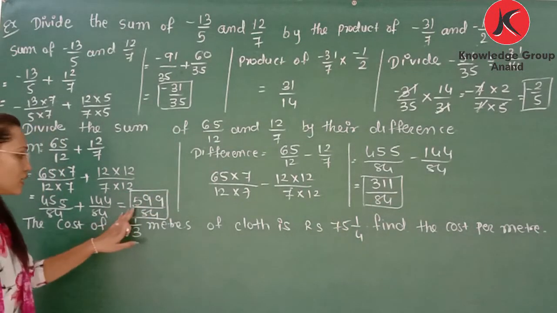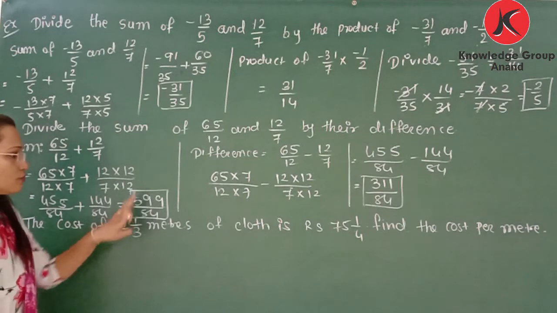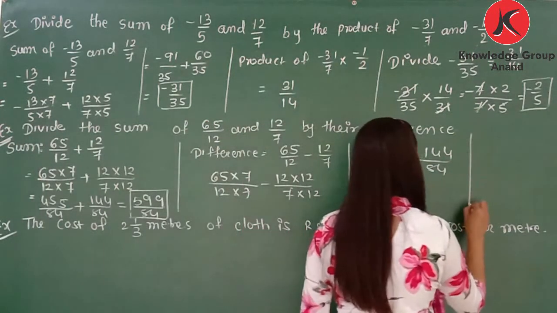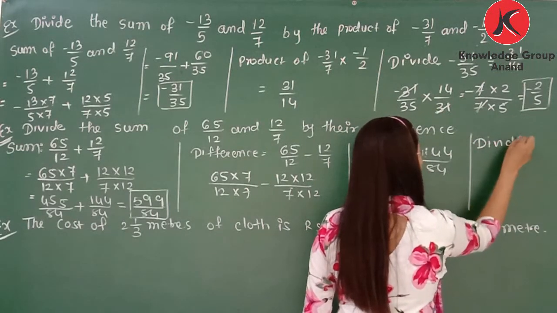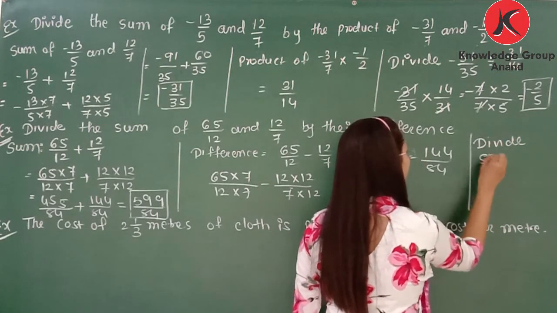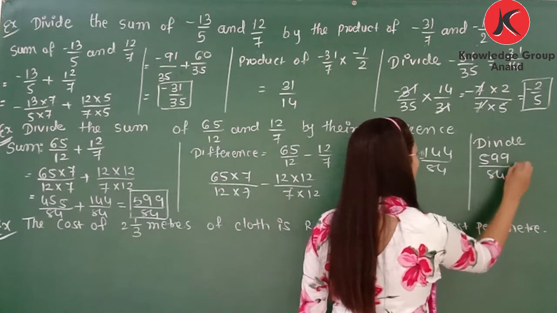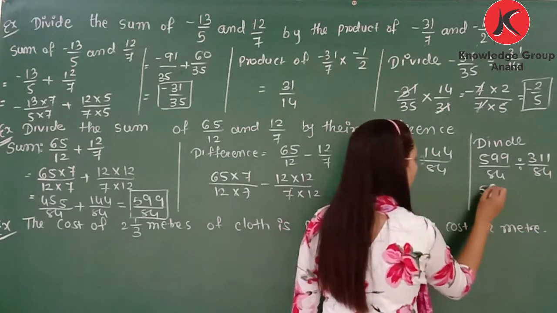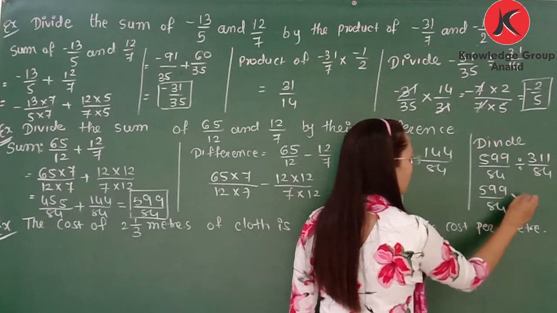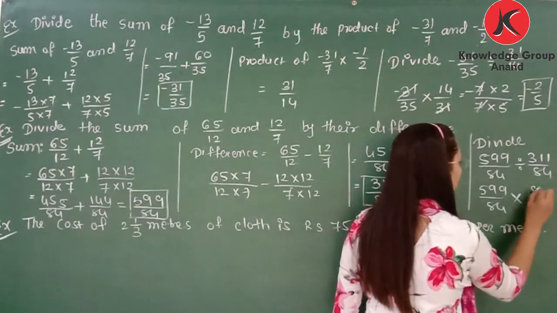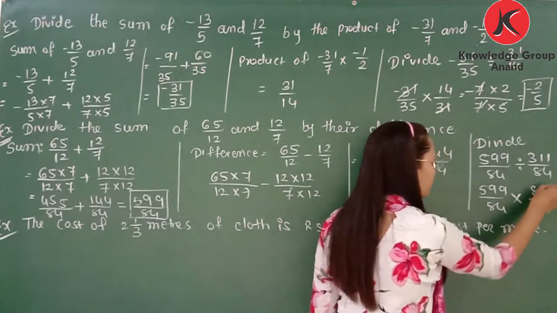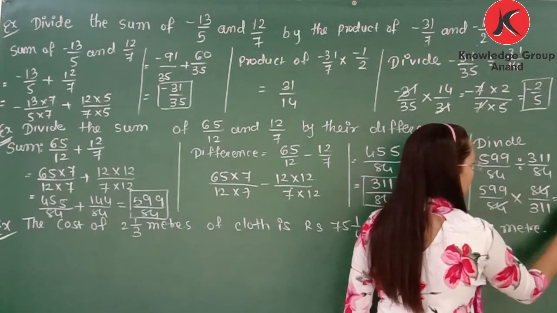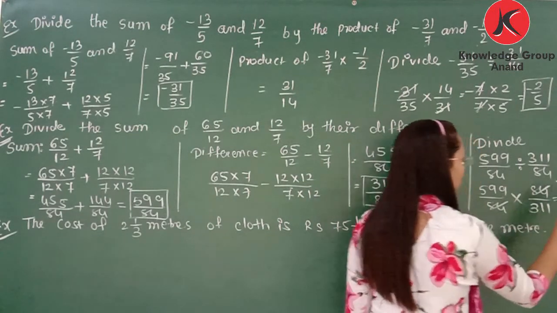Now take the division of this 599 by 84 with 311 by 84. So now we will write 599 by 84 divided by 311 by 84. So 599 by 84, perform the reciprocal, 84 by 311. 84 will be cancelled out, so the answer is 599 by 311.